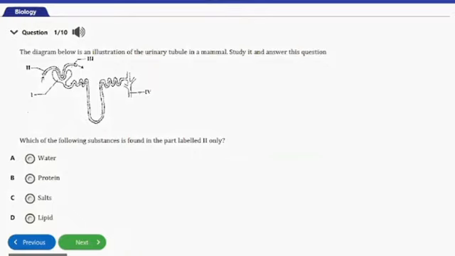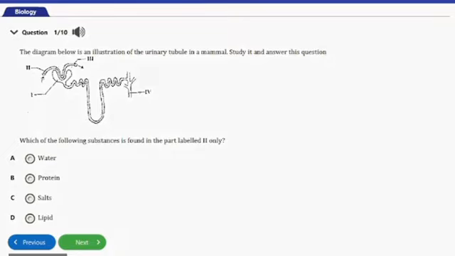It says, the diagram below is an illustration of the urinary tubule in a mammal. Study and answer the question. Which of the following substances is found in the part labeled II only? Before we check out the options, this part labeled II is the efferent arteriole. So we want to assess this to know the substance that is found only in this part. We have A, water, B, protein, C, salts, D, lipid.